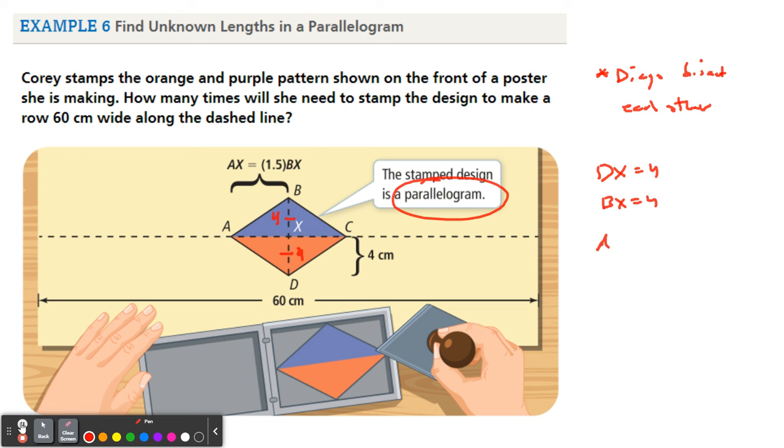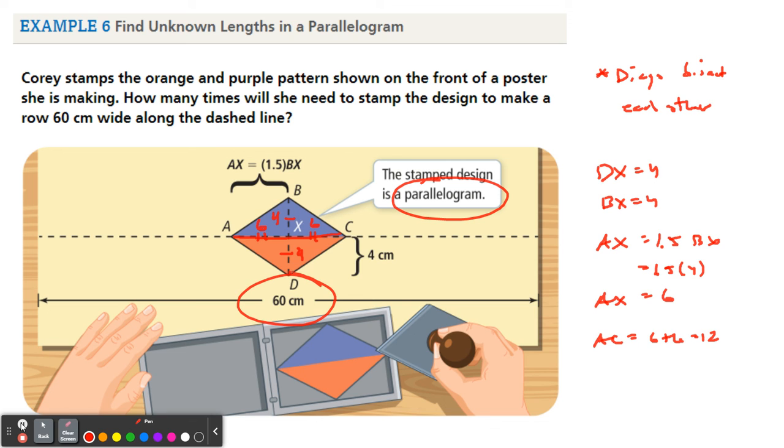And it tells you that AX, which is this length right here along the dashed line, is 1.5 times BX. Well, if BX is 4, you just take 1.5 times 4, and 1.5 times 4 is 6. AX is 6. And again, the diagonals bisect each other, so if AX is 6, so is XC. This is 6 and 6. And to find the length of AC, AC is just going to be 6 plus 6, which is 12. That's the length of the diagonal that goes along this dotted segment.